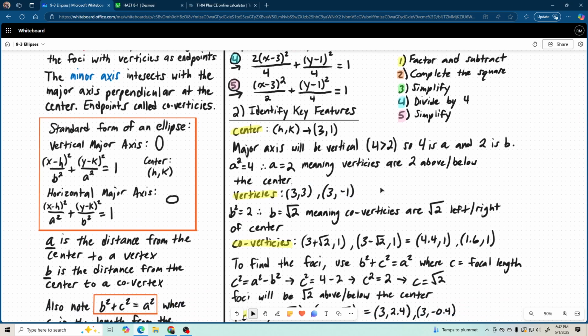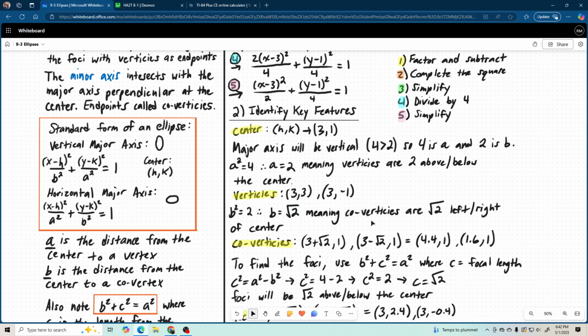Okay, so we're going to do the same thing now for b, but we're going to be going horizontally because b is the minor axis. So let's look at our horizontal distance. If we look up here, b squared is 2. So if b squared is 2, then b equals the square root of 2, which means that the covertices are the square root of 2 left and right of the center.